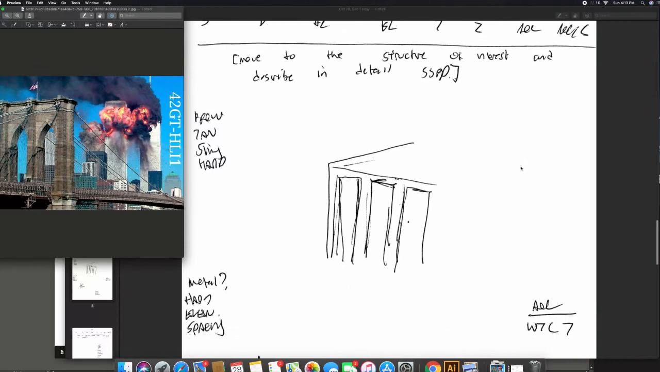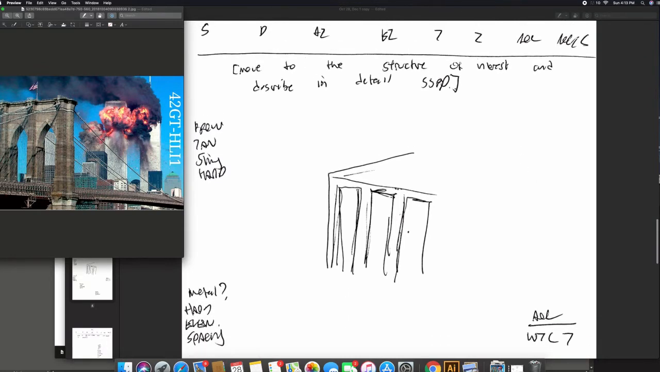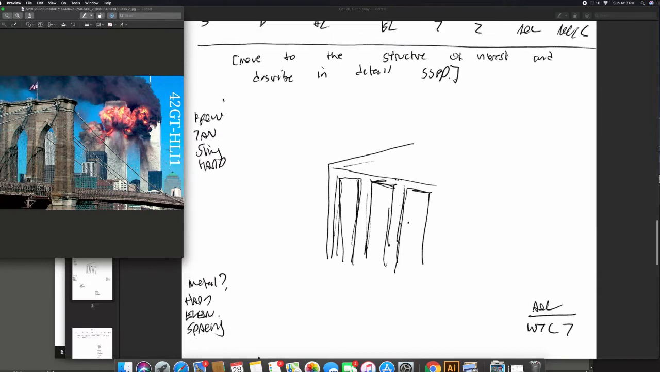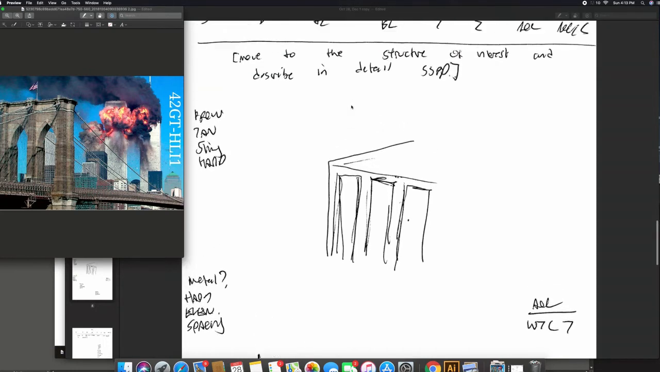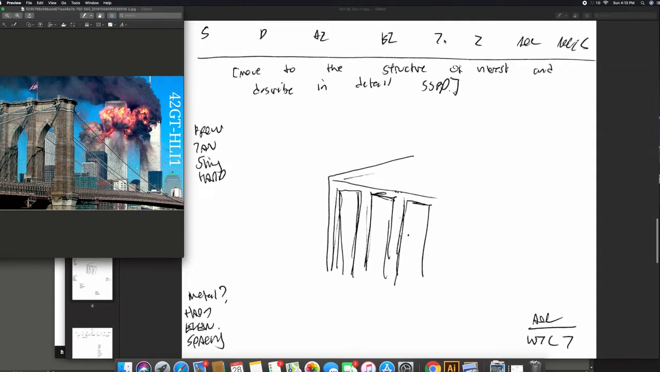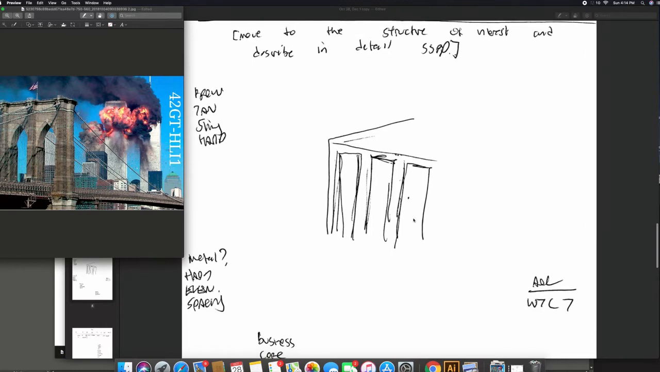So moving on to the next page, I did a movement order. So I cued myself to move to the structure of interest and describe it in detail. So I probed for colors. I had tan, shiny, hard, brownish, metal, hard, spaced evenly. And I got an AOL of World Trade Center 7. And when I probed the tangibles column, I got a very rectilinear structure with these evenly spaced vertical aspects to it.